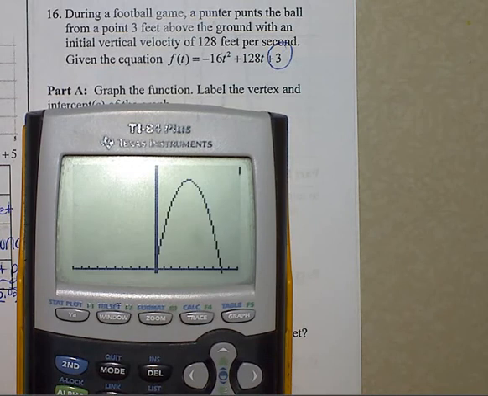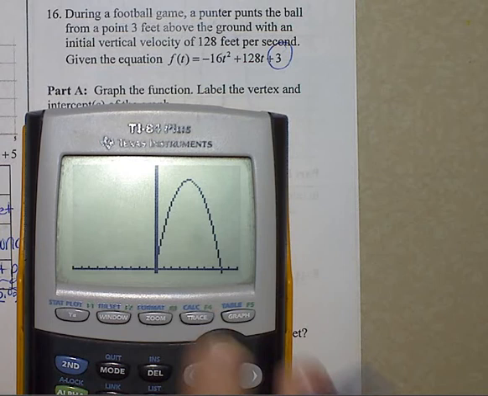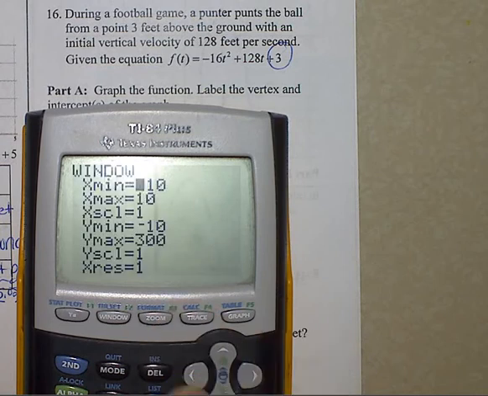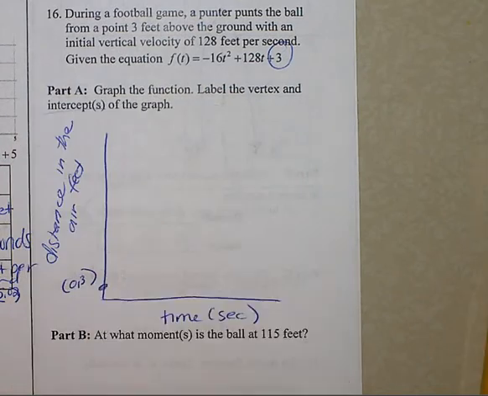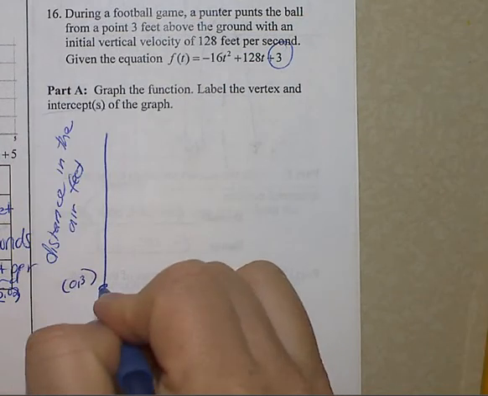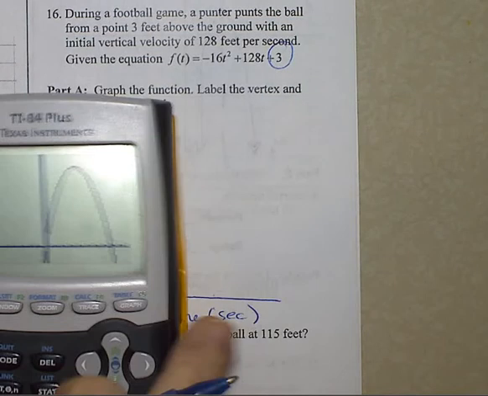And that will work. I still have room up here, but recognize there's like no room down below when I have to answer some questions. So I'm going to go to Window and change the Y minimum to be like -50 or -60. Just make sure you have some room down here. Okay, so what else do I have to graph? I graphed the y-intercept. That means I need to graph an x-intercept and the vertex. Let's start with the vertex.